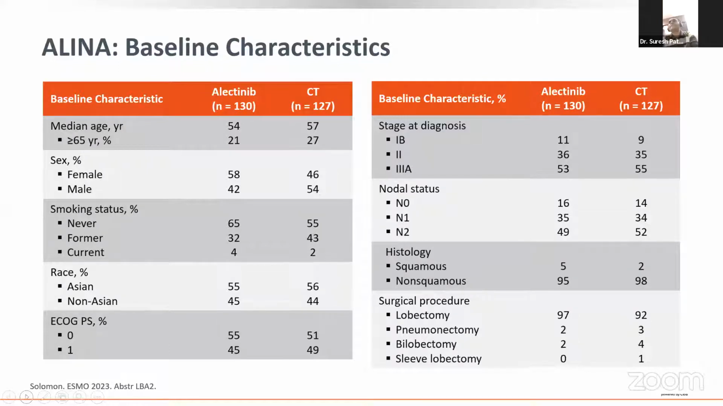So when we look at the stratification as per age, sex, smoking status, and racial factors, both the arms were well balanced. And also when we look at the stratification as per the histology, whether it was a squamous or non-squamous histology, and whether the patient underwent surgical procedures, both the arms were well balanced. Next slide, please.